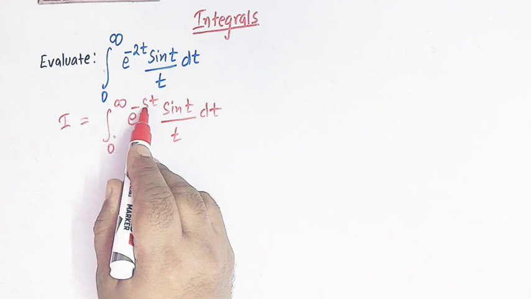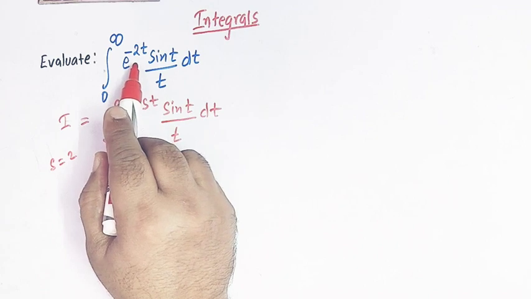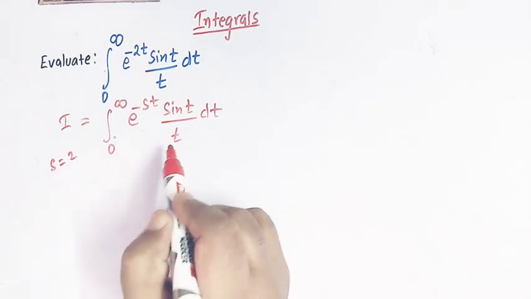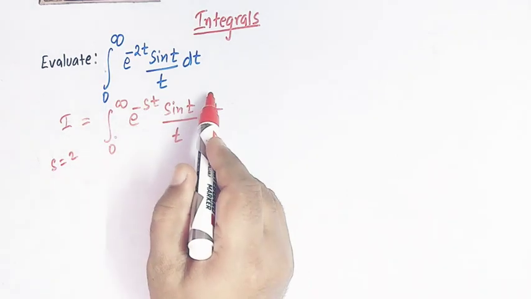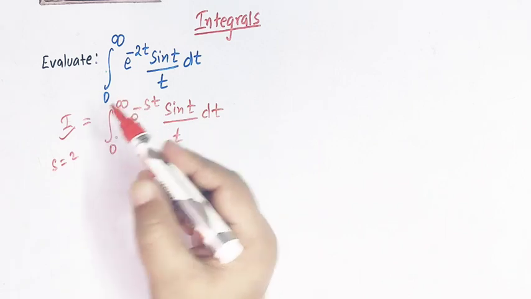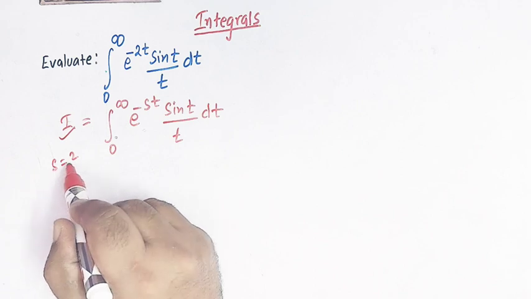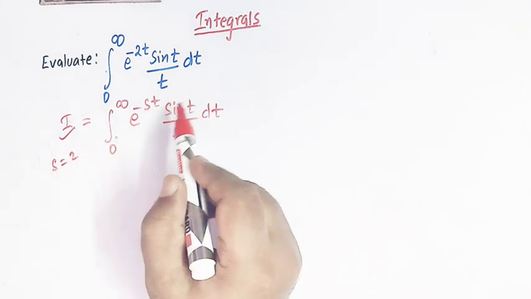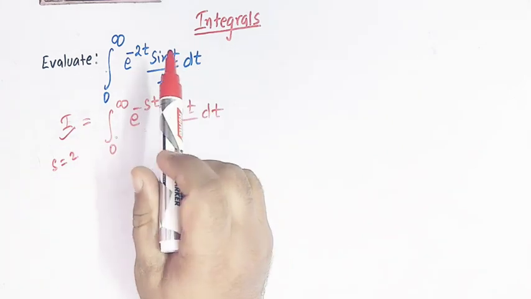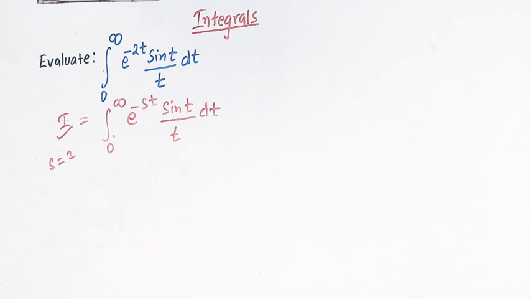Here if we take s is equal to 2, then this integral reduces to this one. Our aim is to find the value of this integral in terms of s. Once we obtain the value of this integral I in terms of s, then we can easily find out the value of this integral by taking the value of s as 2. So our aim is to find a more general integral and then to obtain the value of this particular integral by taking s is equal to 2.